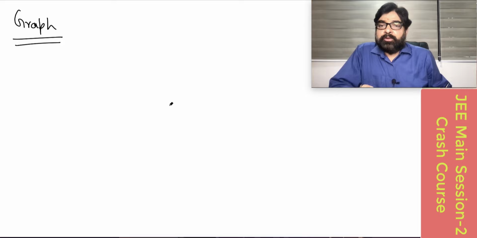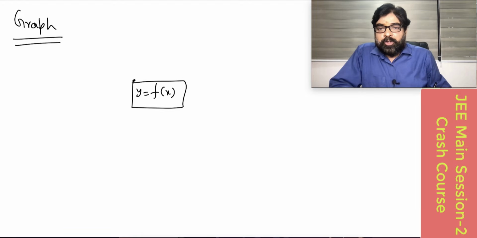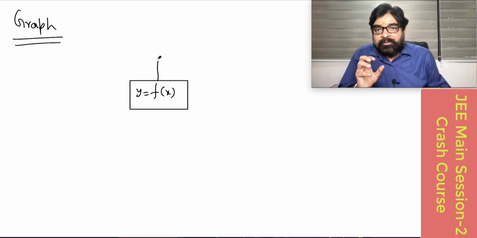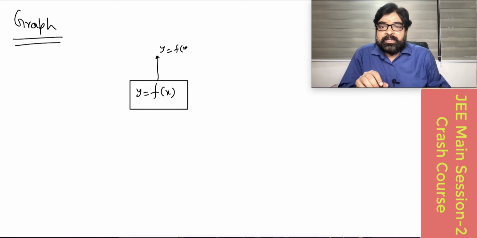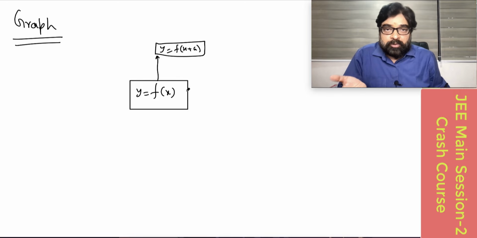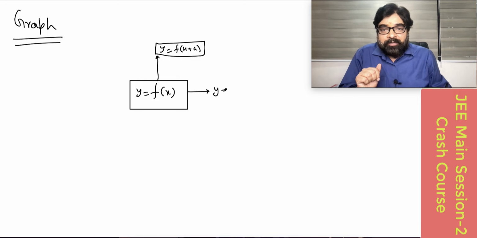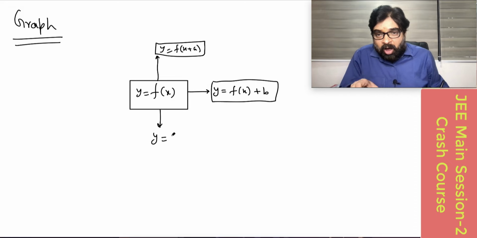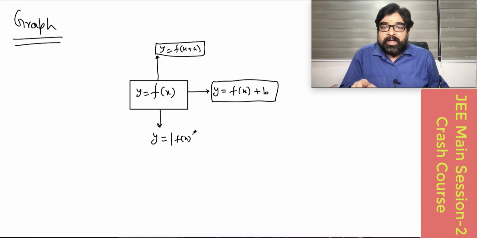What exactly are we trying to see here? Suppose for any function, the graph y equal to f(x) is known. Using this known graph, how can I get the graph of y equal to f(x) plus a? This is the first thing. That means if we add any constant in x, how do we draw the graph? How to draw the graph if we add a constant to the complete function? That we have to see. And how to get the graph by putting mod on the function. That is what we have to see here.